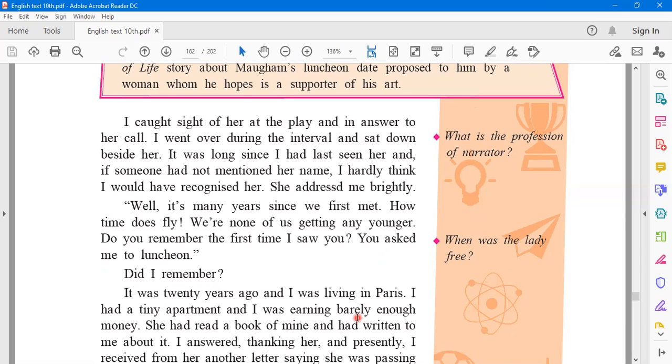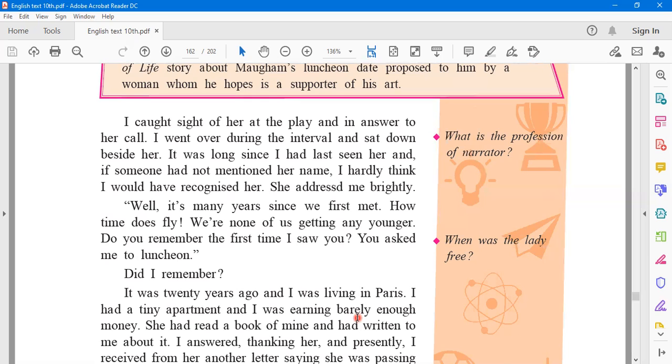The author was living in Paris 20 years ago. Yes, that is true. She had invited the author for a grand lunch. Did she invite the author? No. She just requested that they could meet there. So that is false. The author wanted to have a grand lunch at Foyo. Wrong. She wanted to have it, so she invited him. She had complimented him. She had read the book of the author and had written to him about it. True. So here you have 4 true or false questions.